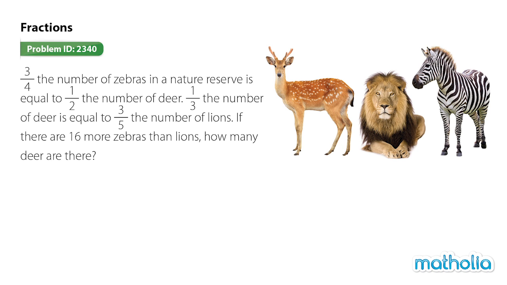3/4 the number of zebras in a nature reserve is equal to half the number of deer. 1/3 the number of deer is equal to 3/5 the number of lions. If there are 16 more zebras than lions, how many deer are there?